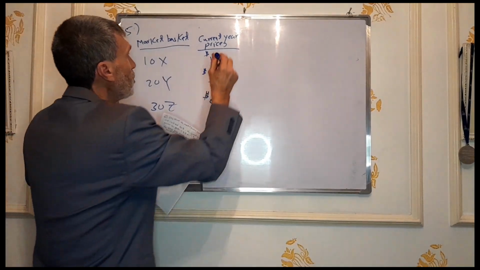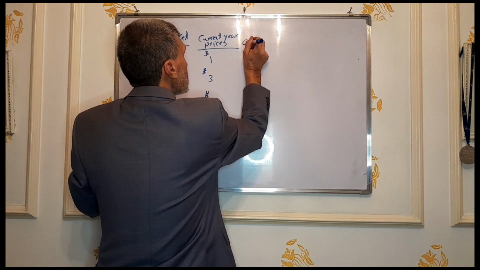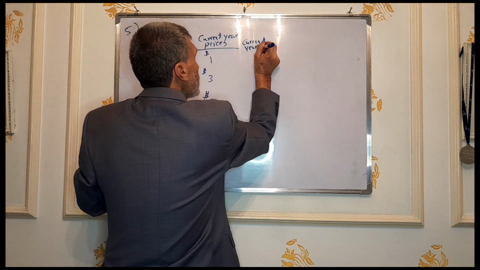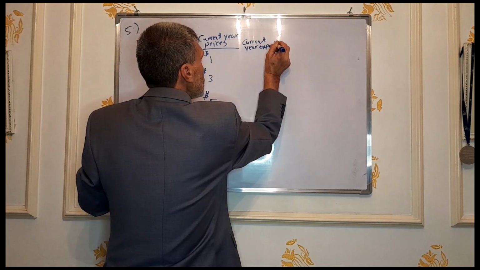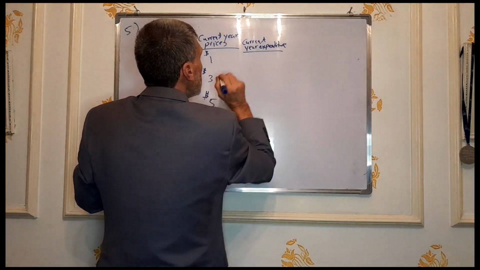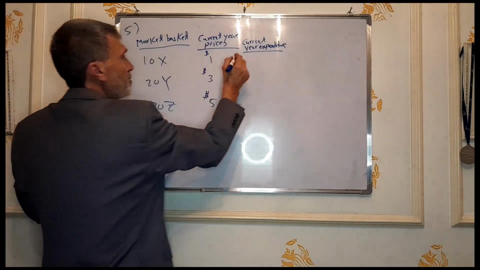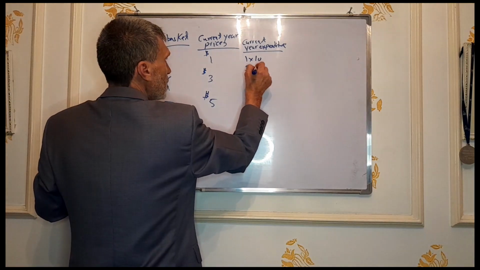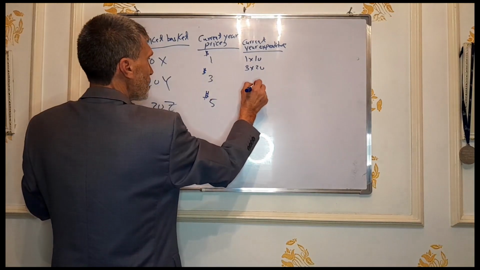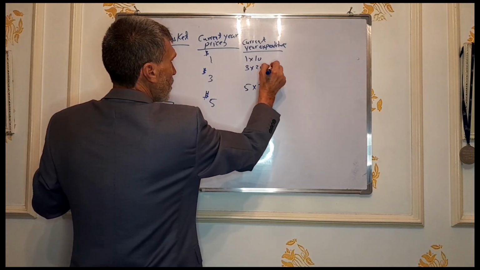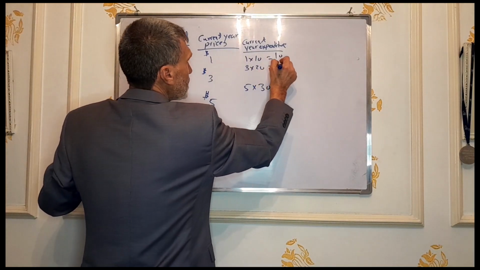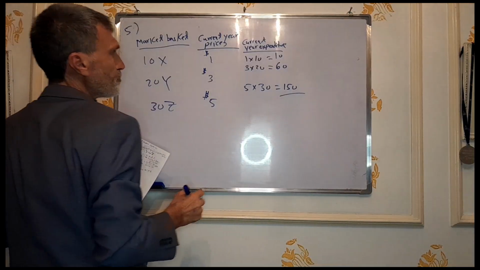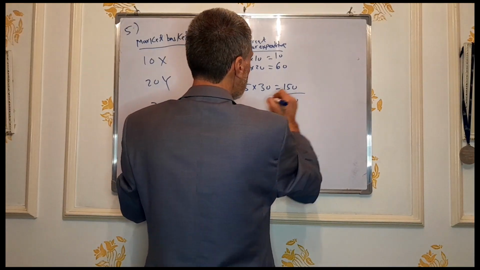Okay, so now we're going to find the current year expenditure. It is going to equal 1 times 10, 3 times 20, and 5 times 30. So you get 10 here, 60 over here, and 150 over here. So we add those, 220.